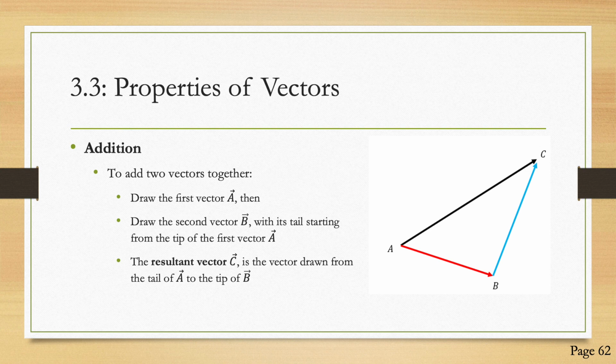So here we're going to be talking about adding vectors. To add two vectors together, first you need to draw the first vector, in this case vector A. Then you need to draw the second vector, here vector B, with its tail starting from the tip of the first vector, vector A. This creates a resultant vector, vector C, which is the vector drawn from the tail of vector A to the tip of vector B.